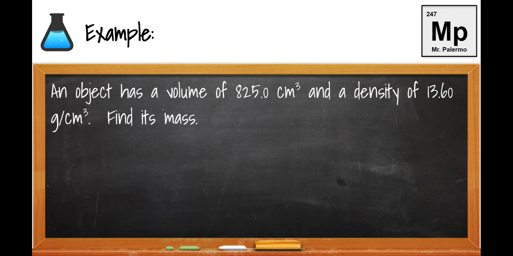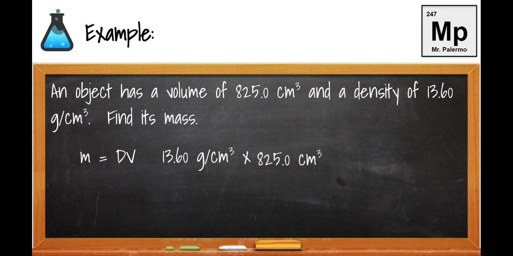An object has a volume of 825 centimeters cubed and a density of 13.60 grams per centimeter cubed. Find its mass. In this case, we're going to solve mass is equal to density times volume. 13.60 grams per centimeter cubed is my density, and 825.0 centimeters cubed is my volume. I'm going to multiply those two numbers, and I'm going to get 11,220 grams to find the mass. 4 significant figures in each part of my question, which means I have 4 significant figures in my answer.